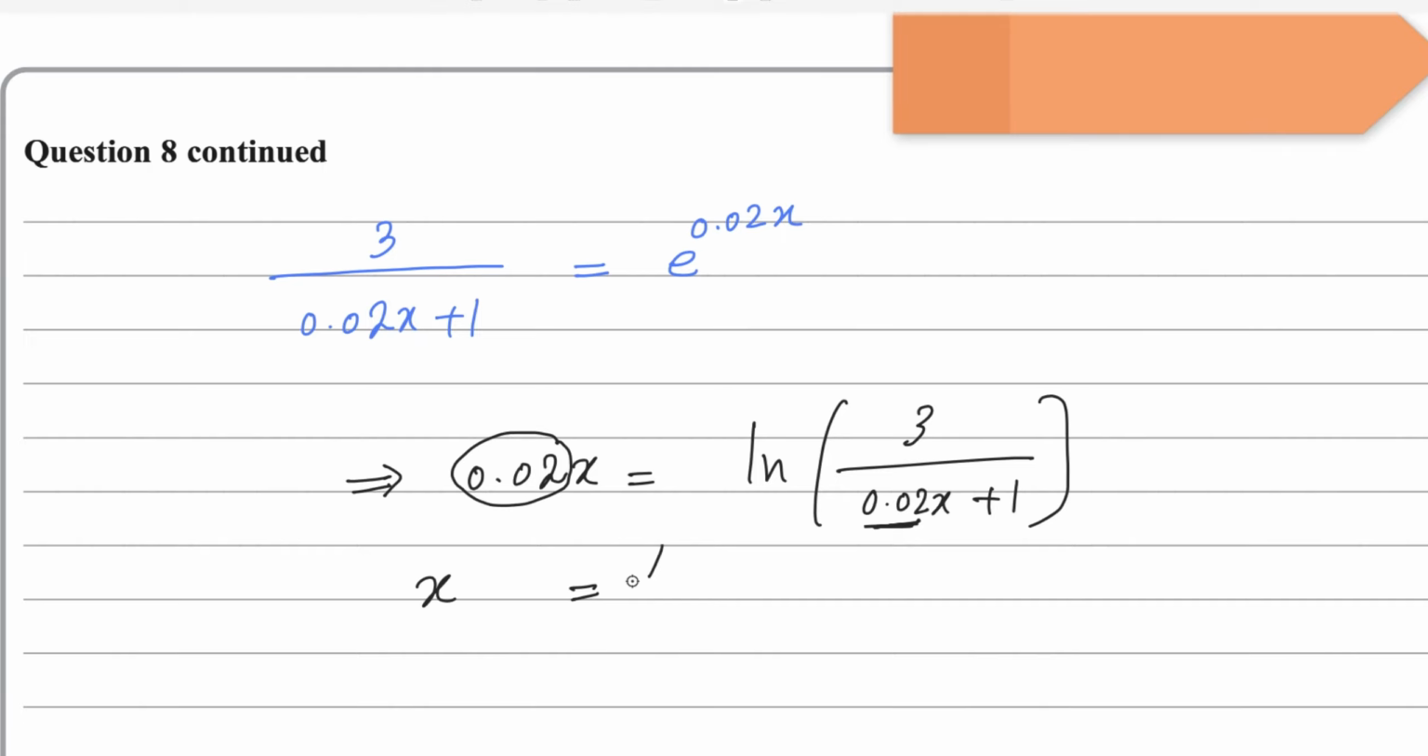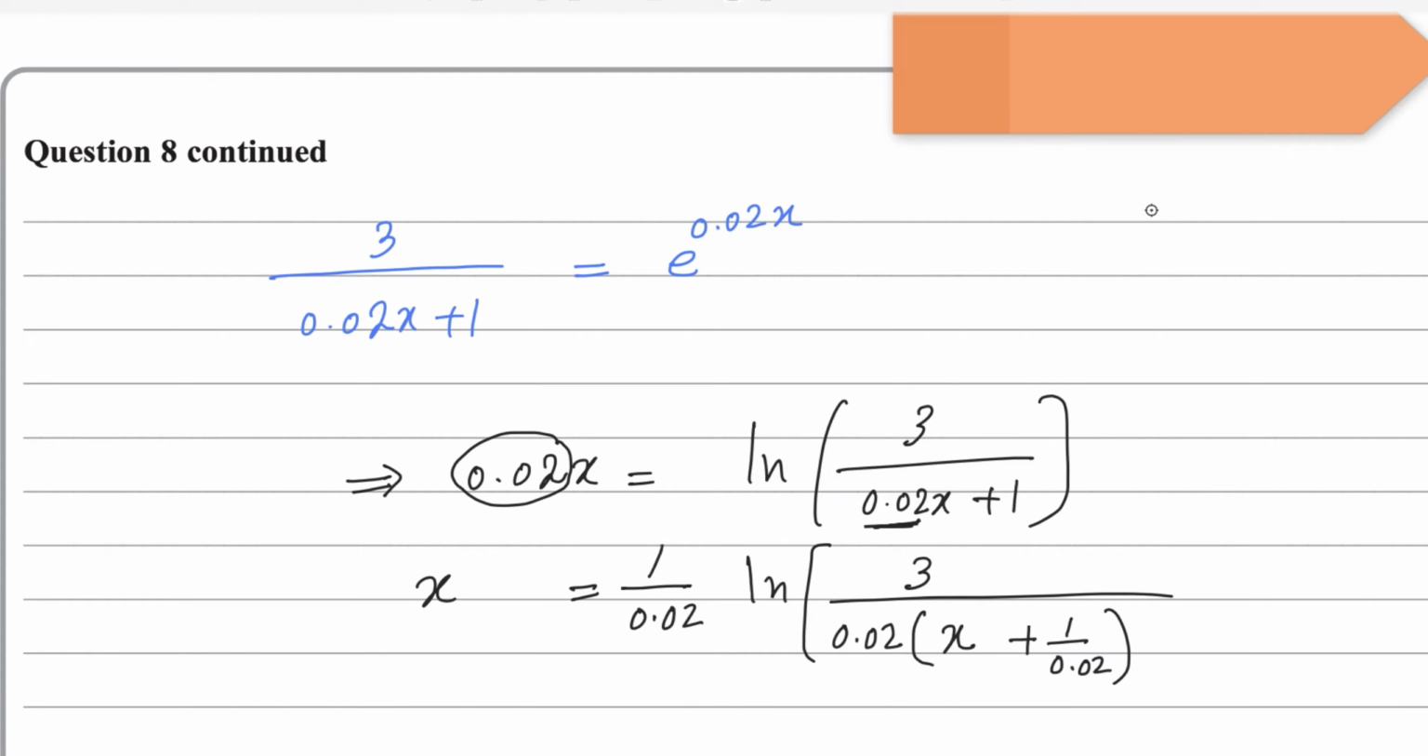So x will be equal to 1 over 0.02 times log of, inside the bracket, 3 over 0.02, because 0.02 is common, and here it is left with x only, because there was no common factor here. 0.02 was not common, so you divide by the same number. It is the rule, by the way. Let me tell you the rule: if you want to take a common from these two values, because a is not common here, you can write it like this and divide by the same number. It is the rule; if you multiply you are getting the same result actually.